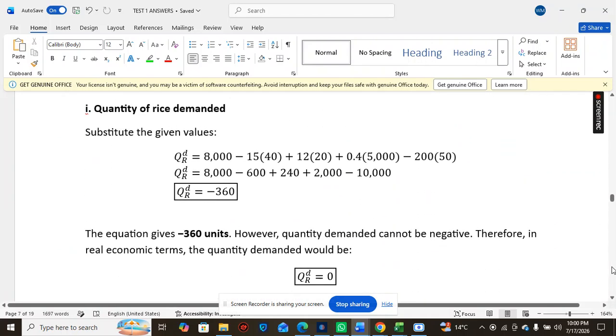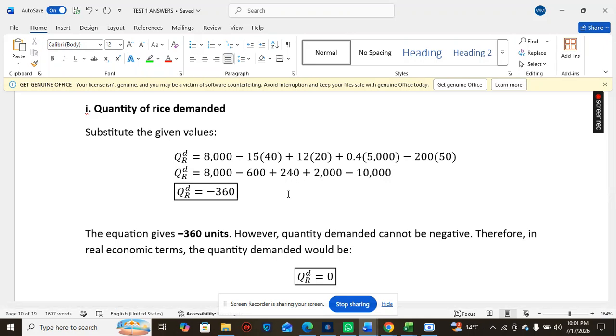As you can see here, price of rice 40 kwacha, price of maize 20 kwacha, income 5,000, advertising 50. 15 times 40 is 600. 12 times 20 is 240. 0.4 times 5,000 is 2,000. 200 times 50 is 10,000. So when you do all of this, 8,000 minus 600 plus 240 plus 2,000 minus 10,000, you get negative 360. Basically, as we said, quantity demanded can never be negative, so it's almost like saying quantity demanded is zero. We can never demand negative units. But yes, this is the quantity demanded of the rice. Any questions?